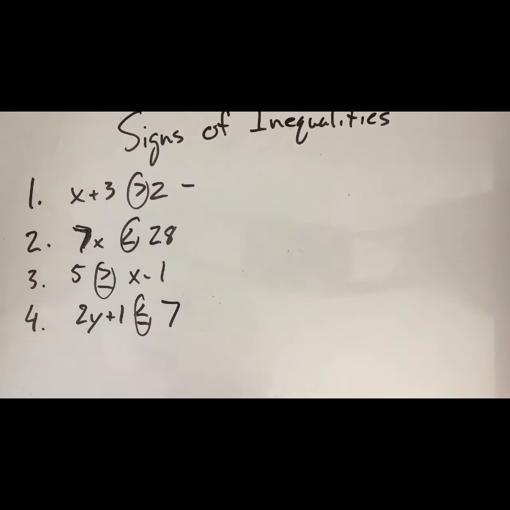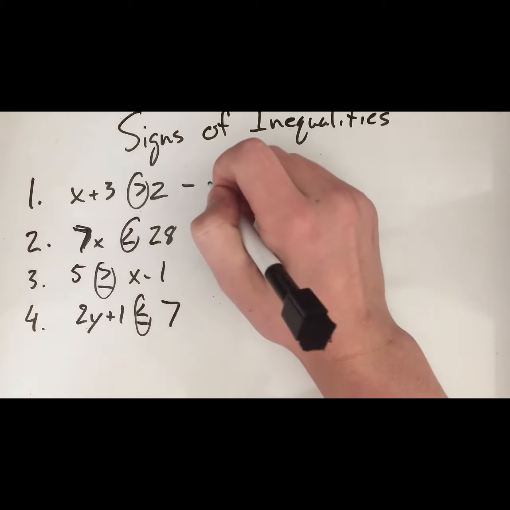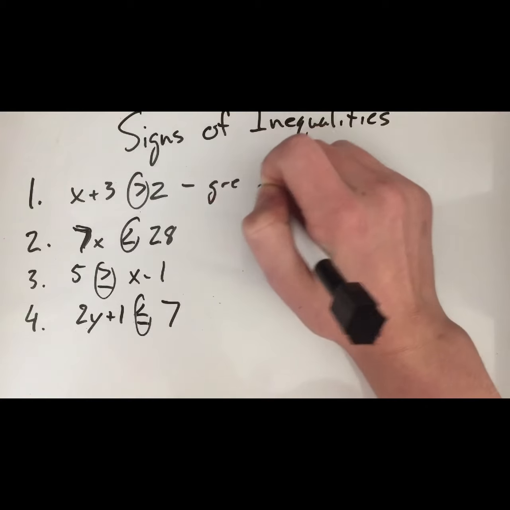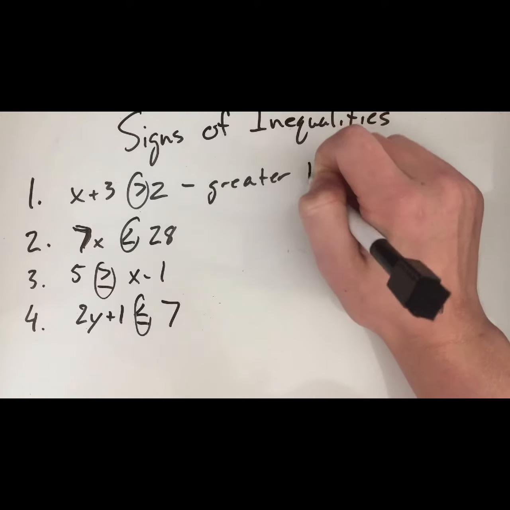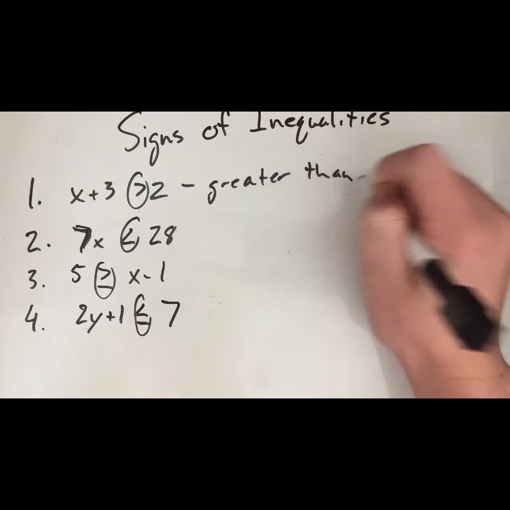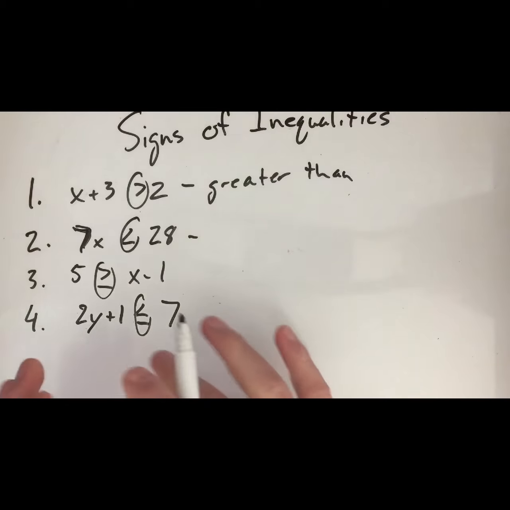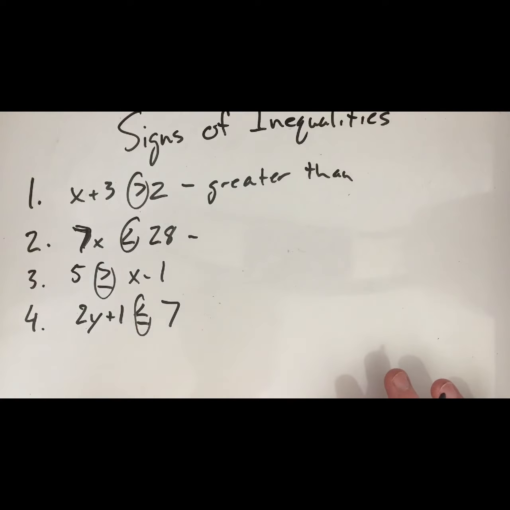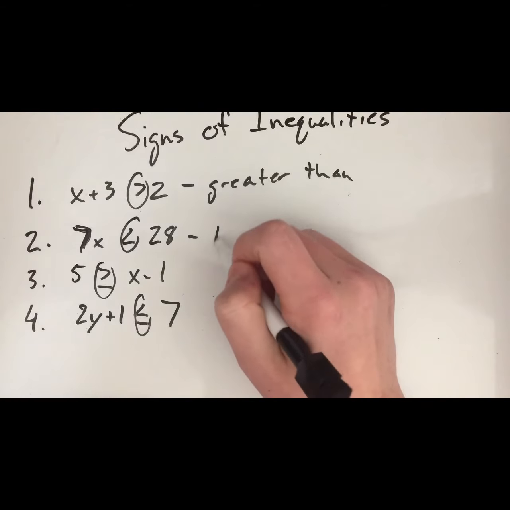So left is always going to be your identifier. If it's pointing left, it's going to be greater than. So that we know that this one is greater than. Now let's look at this next one. Now it's same thing, which way the mouth is pointing. It's pointing to the right, so we know that it's actually less than.